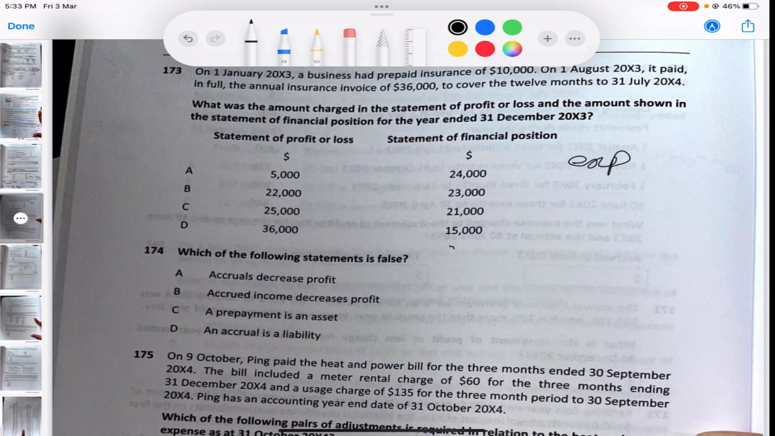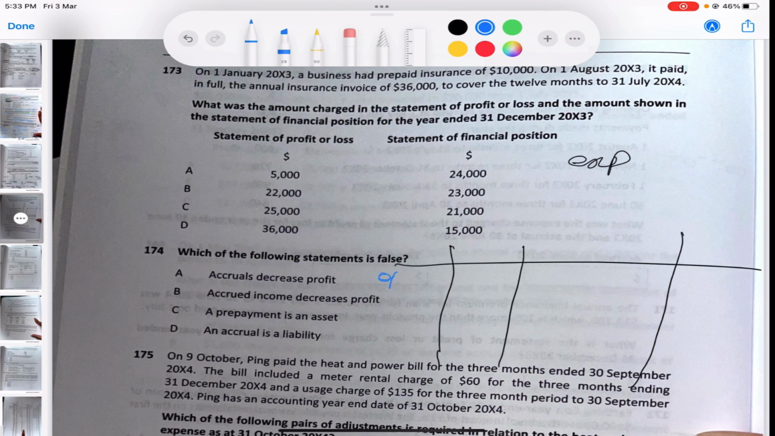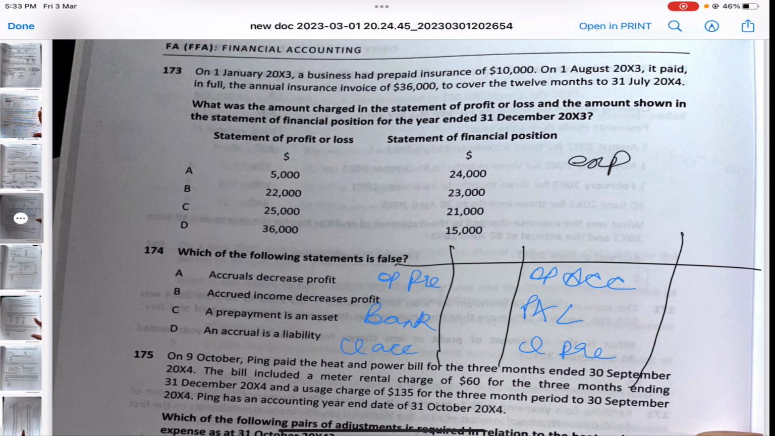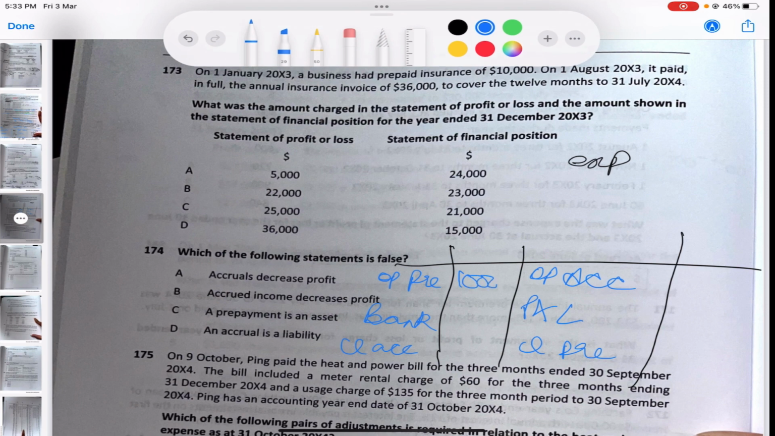So we have an expense account. Again, in expense, we have opening prepaid over here. We have closing prepaid over here. Opening accrued over here, closing accrued over here, bank expense to bank. So we have bank over here and we have PNL over here. Let's read the question and put it as it is. We have opening prepaid 10,000 given in the question. It paid 36,000, so money goes out of the bank, 36,000.